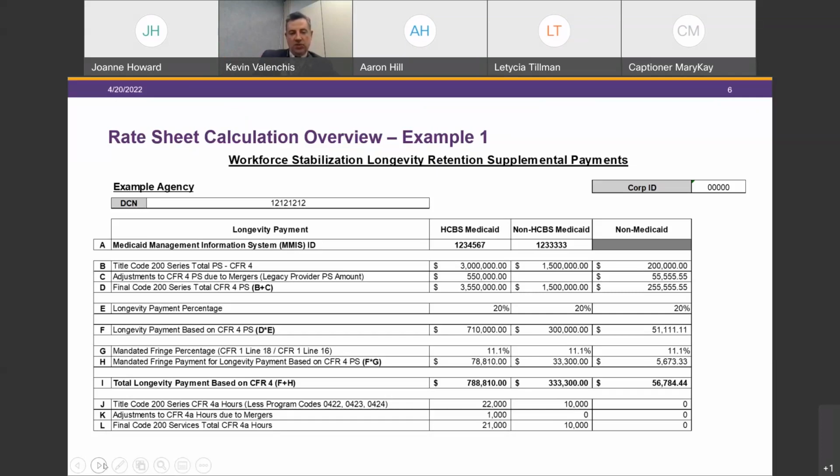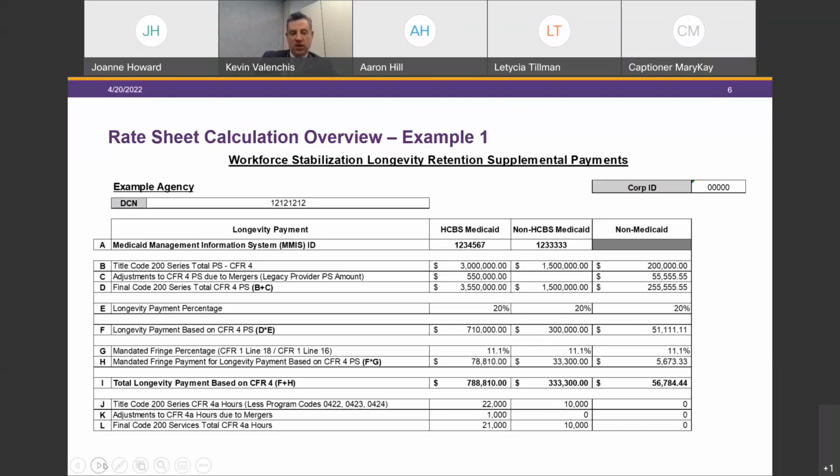Row C is any adjustment that was made to the total PS dollar for any mergers or auspice changes. So in this illustrative example, this fictitious agency took over some waiver programs, and that agency's CFR had reported $550,000 of direct care Title Code 200 series PS expense. We now then add the two together, B and C, to give you your total final adjusted Code 200 series CFR4 PS dollars that were reported in either the 18, 19, or 19 CFR periods.